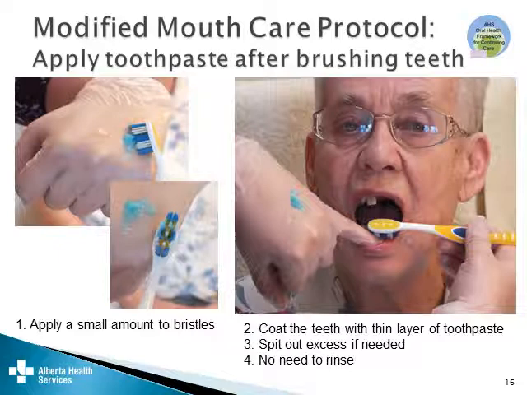With the modified mouth care protocol, you apply the toothpaste after brushing the teeth. The slide on the left is showing the caregiver's glove. The clear fluid is the water-based moisturizer, and the blue is the toothpaste. You want to apply these to your glove prior to the mouth care for easy access of these products when it is time to apply the toothpaste.